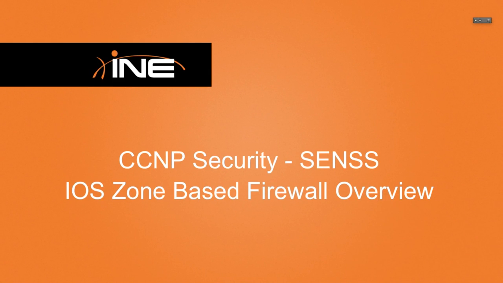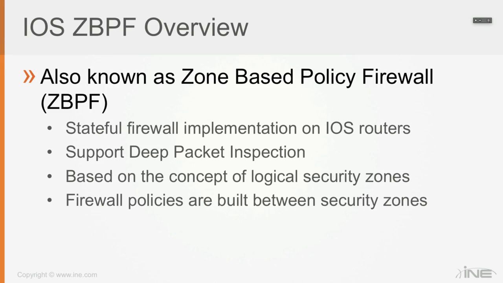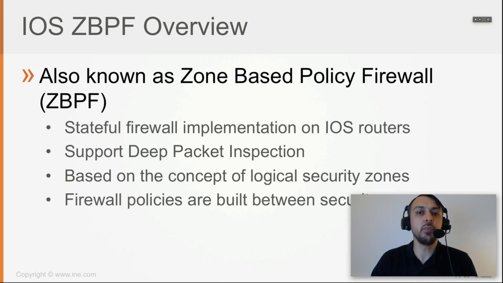So just an overview of what this is. The ZBPF, also known as zone-based policy firewall. Depending on which document you read, it's also known as zone-based firewall, ZBF, or just zone firewall, or ZF, or zone policy firewall, ZPF. There are a lot of naming conventions in there. All of them mean the same thing. It's a stateful firewall implementation on the IOS, which replaces the old CBAC, context-based access control, which was the initial version of stateful firewall on the IOS routers.